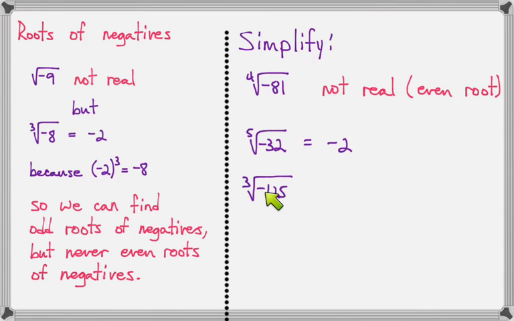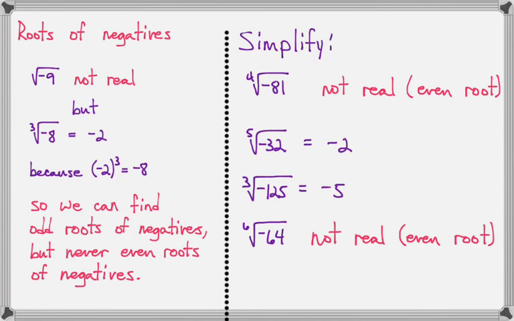Okay, here's the third root of negative 125. Now the third root is an odd root, so I can have a number that when I raise it to the third power it's still negative, and this one will be negative 5. And here's one more. The sixth root of negative 64. Because this is an even root, this is not going to be real. So again, odd roots of negative numbers are negative. Even roots of negative numbers are not real.